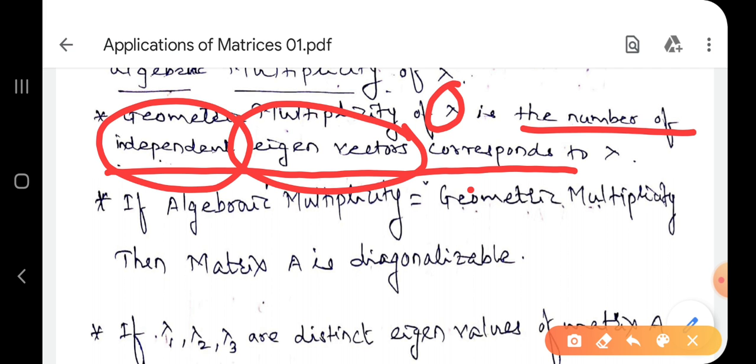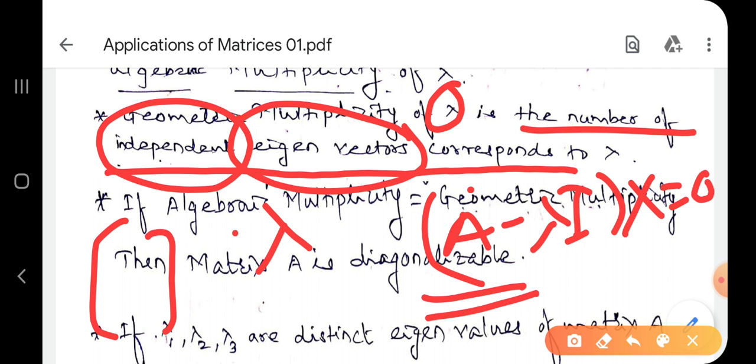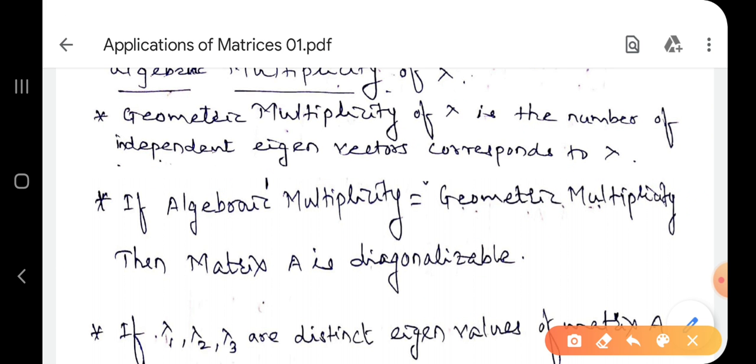Eigenvectors means for that lambda, listen carefully, this is very, very important. For lambda, take matrix A minus lambda I into x equal to 0. Do you know the procedure to find eigenvector? From this matrix, find eigenvectors. Correct? And if those eigenvectors are independent, whatever number of eigenvectors obtained for this lambda, it is nothing but the geometric multiplicity of lambda.